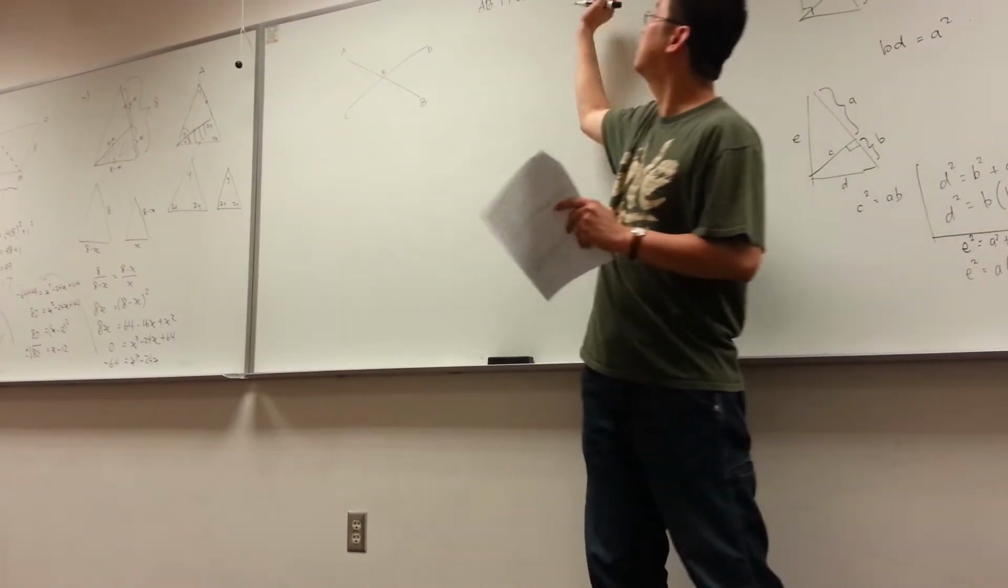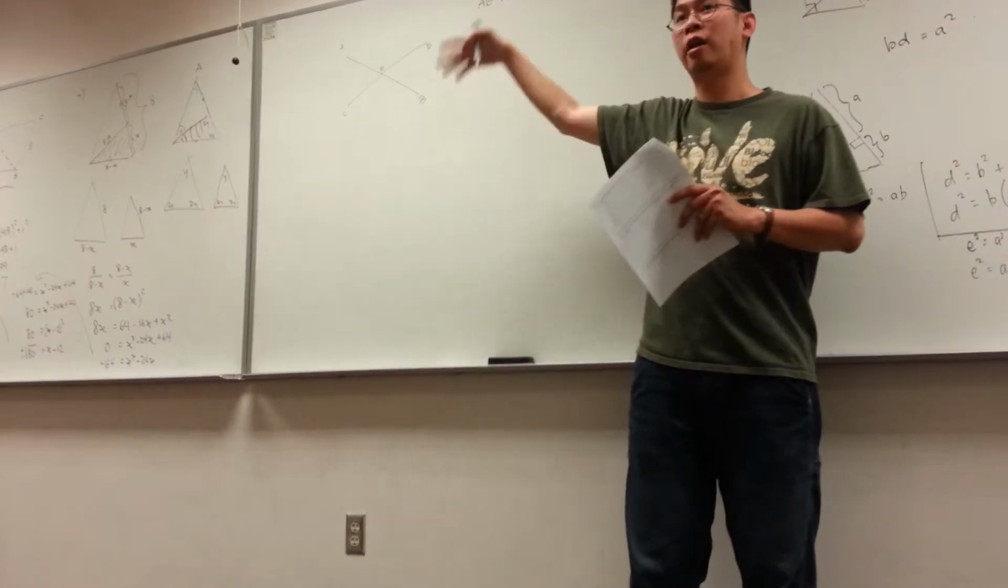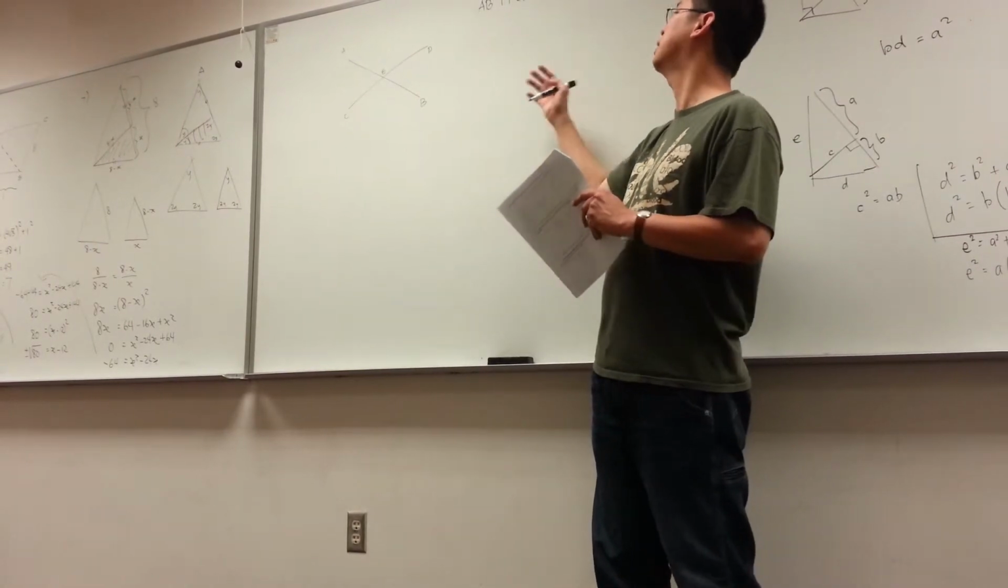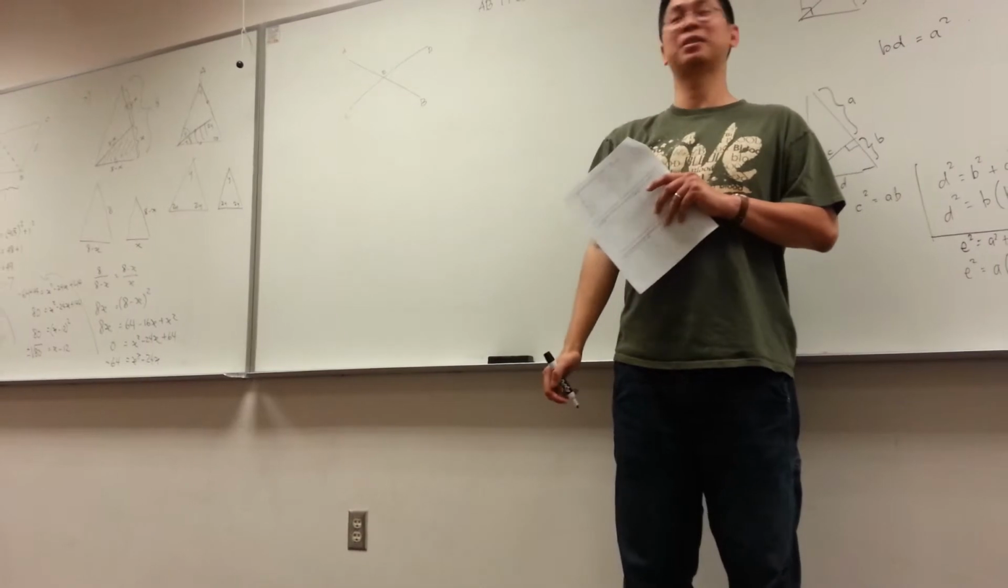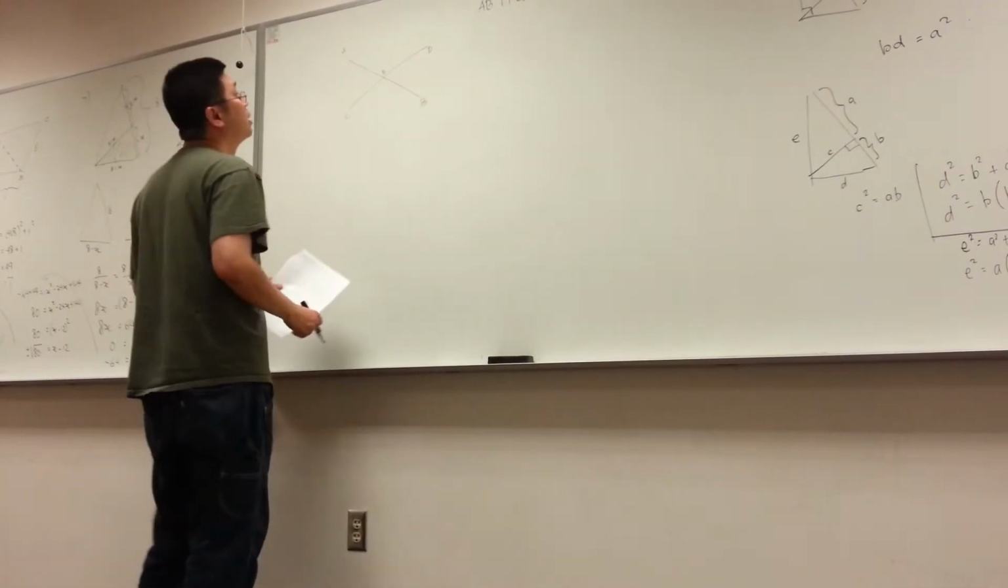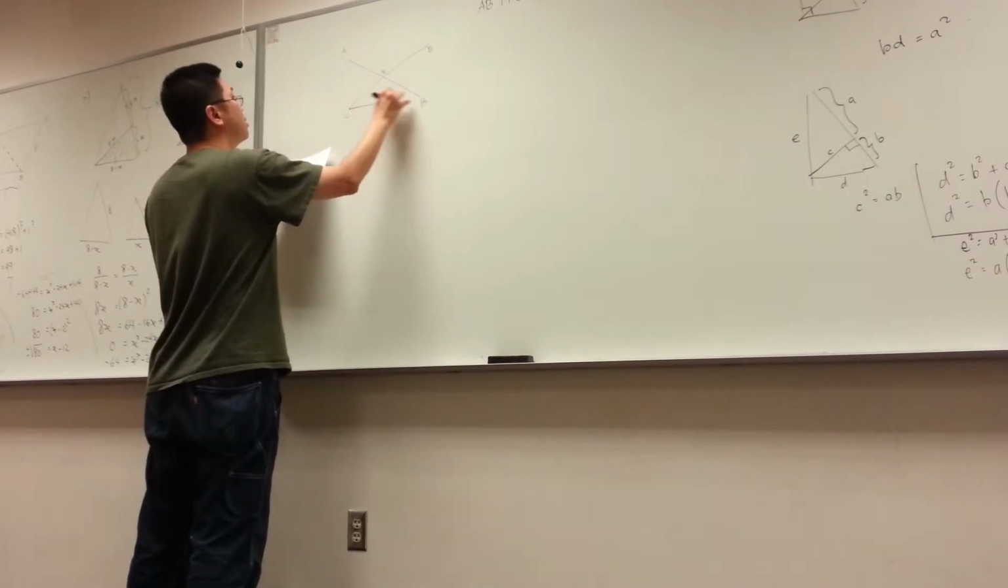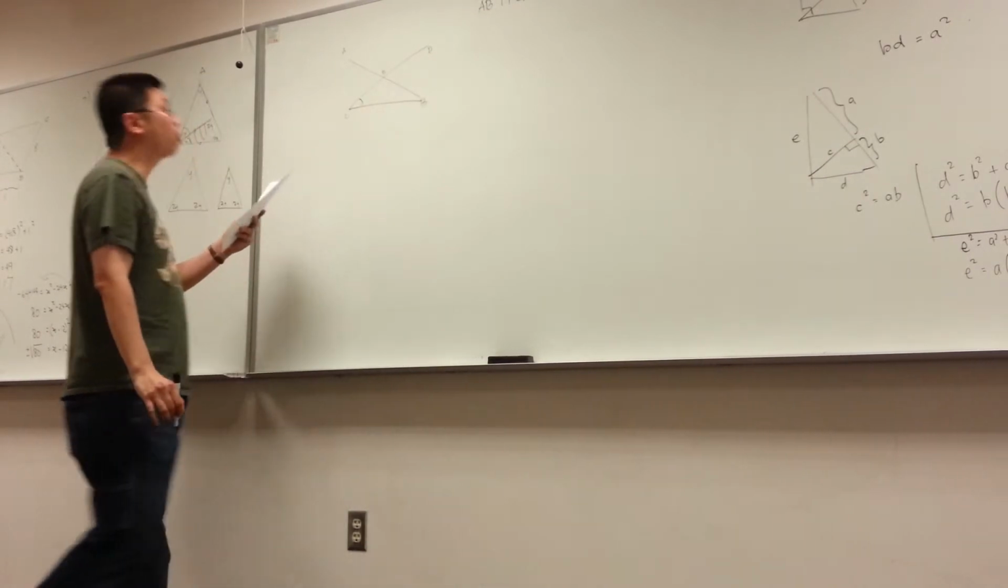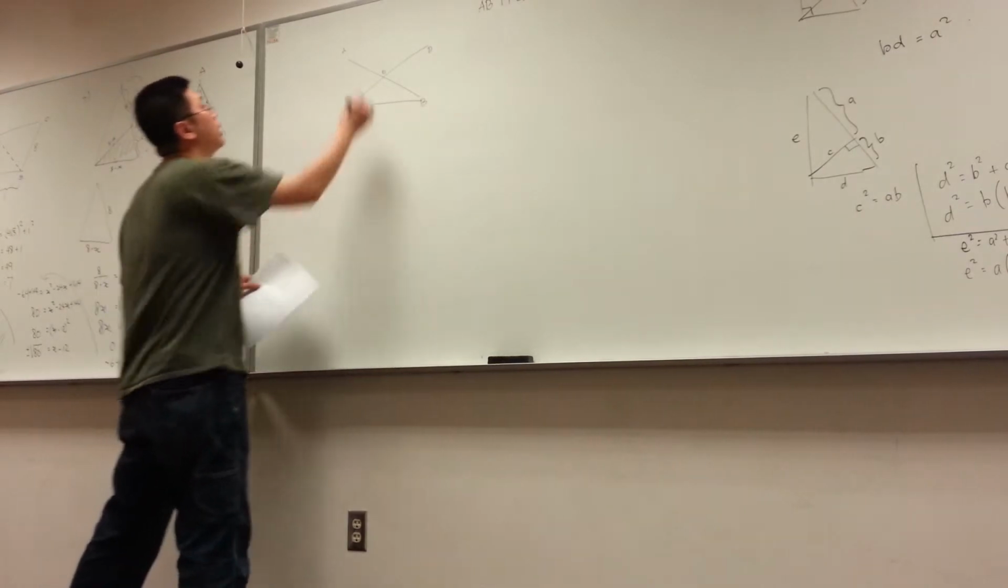Now, this one sentence here says a long thing. Segment AB, segment AB intersect CD at E. OK? And then angle BCE, this angle here, is congruent to DAE.